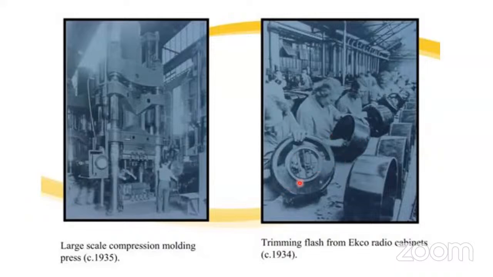Flash means what? Excess material. If the temperature is very high and pressure is very high, there may be flashes. Flash is present in the mold. We are going to study about the mold also. But friend, this is a large scale compression molding press, a big one. And see these are articles 1, 2, 3, 4, 5. These are all workers, and they are removing the flash of the article.